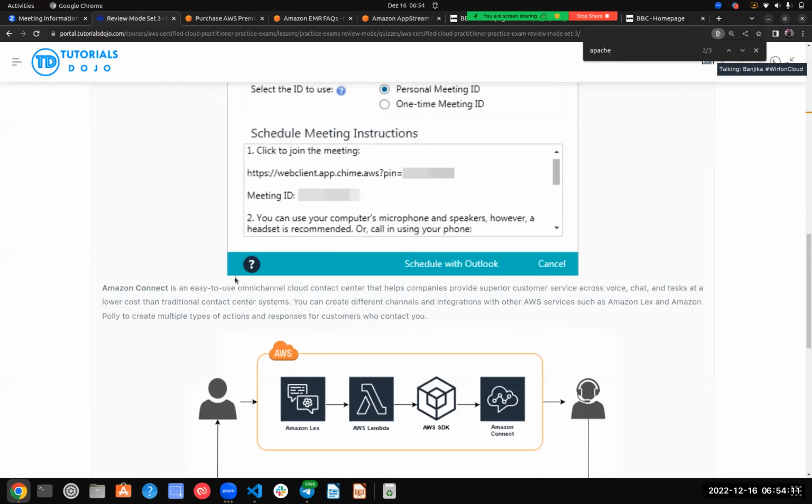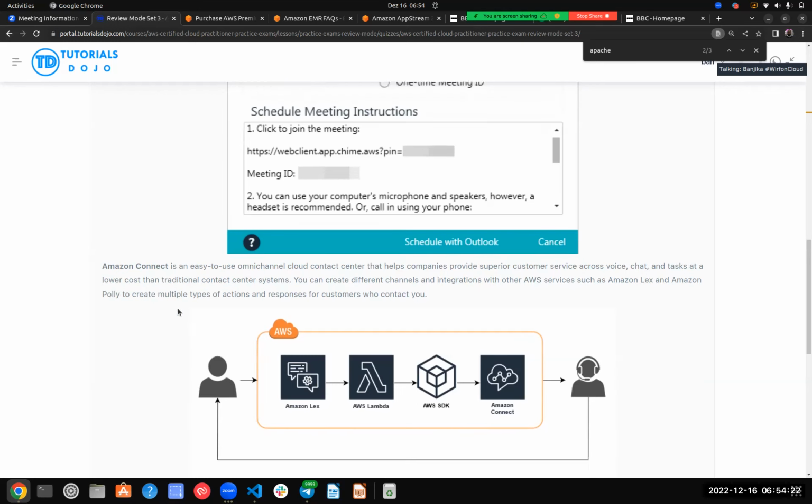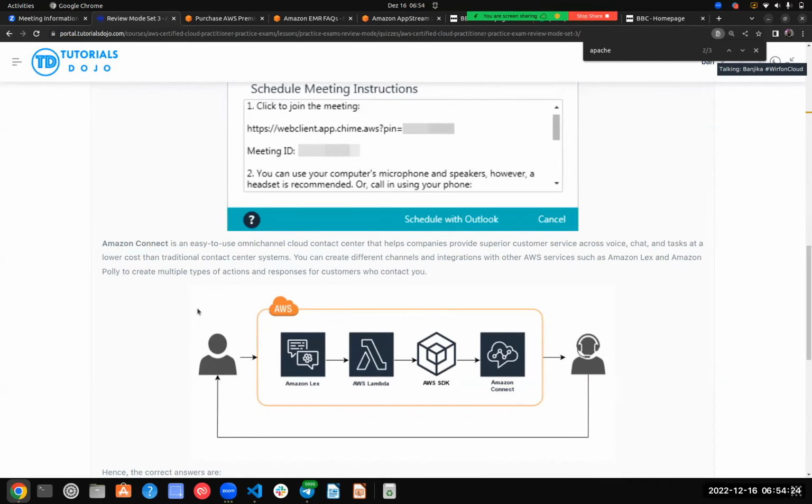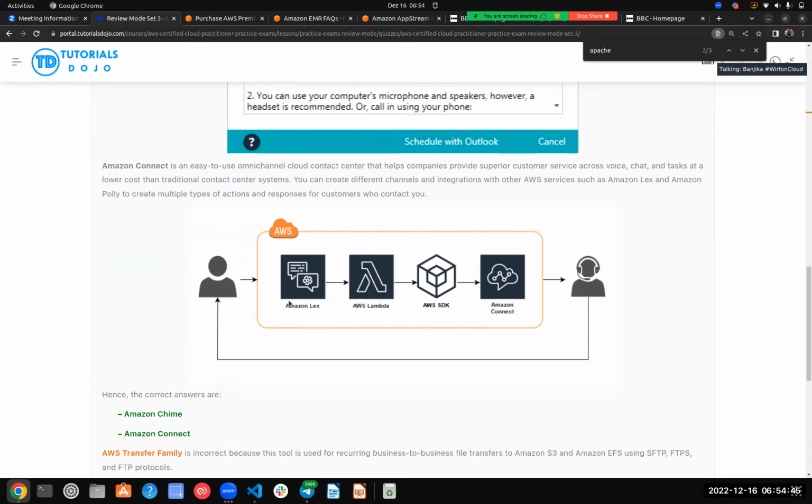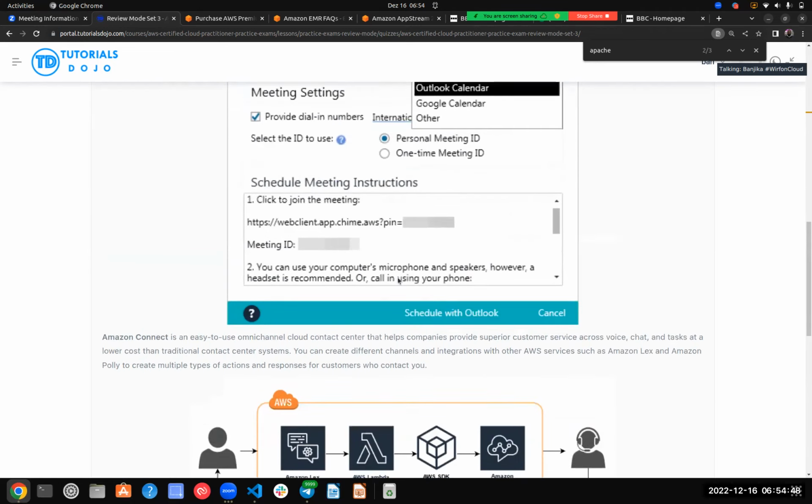Then Connect. It's an easy to use omni-channel cloud contact center that helps companies provide superior customer service across voice, chat, and task at lower cost. Most companies used to use what they call call centers, where people make telephone calls, or they are setting up an office for making telephone calls. It involves a lot of work, but now you can do that with an AWS service, which is omni-channel. So it's like a cloud contact center. So that's another communication channel.